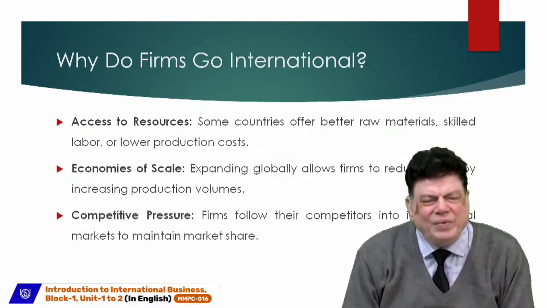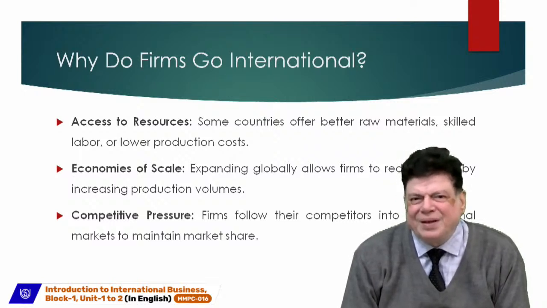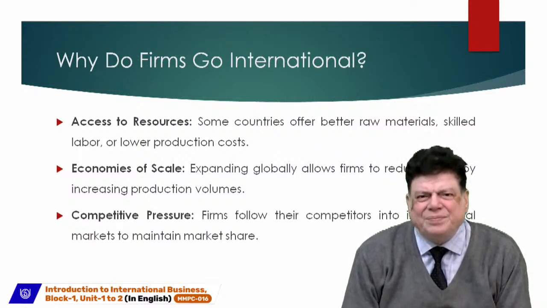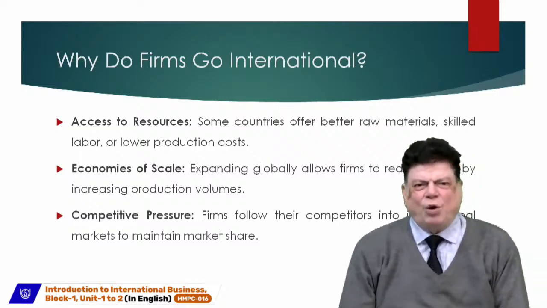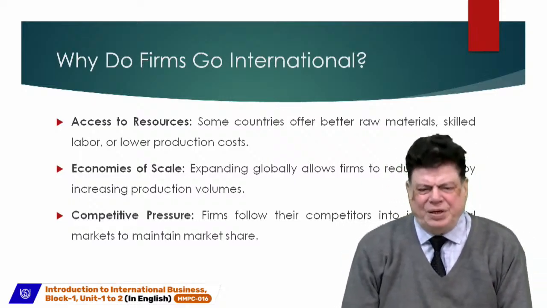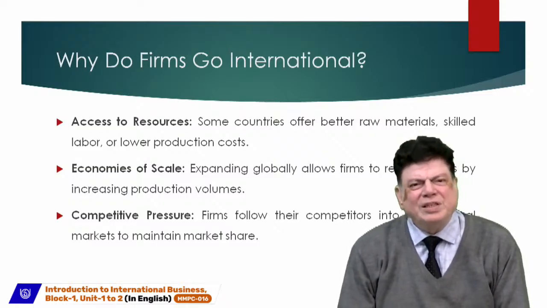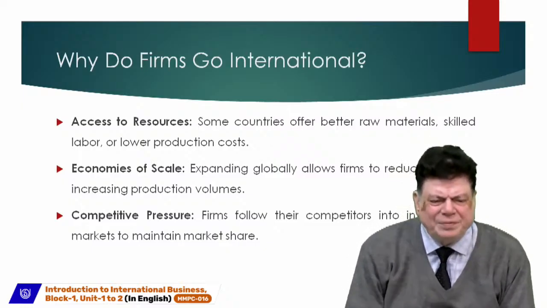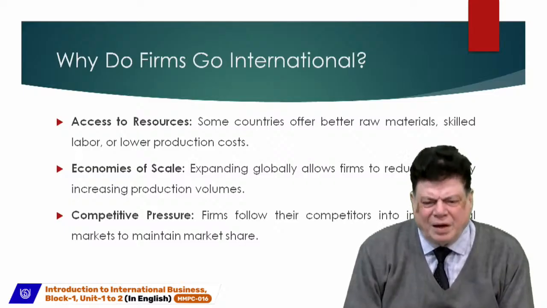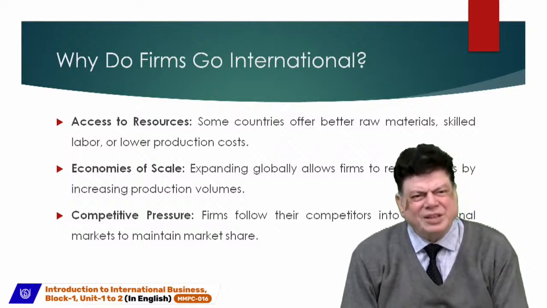Now, next point: why do firms go international? Access to resources. Some countries offer better raw materials, skilled labor, or lower production costs. Next is economies of scale. Expanding globally allows firms to reduce costs by increasing production volumes. The next is competitive pressure. Firms follow their competitors into international markets to maintain market share.